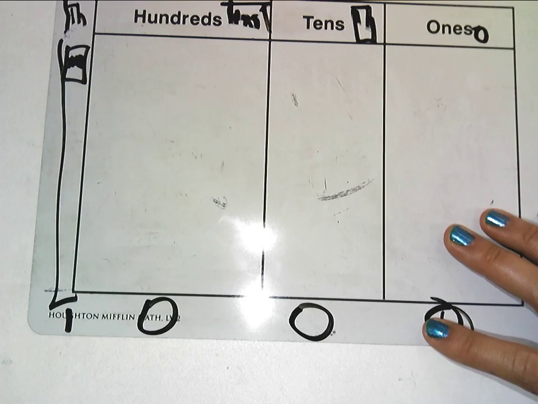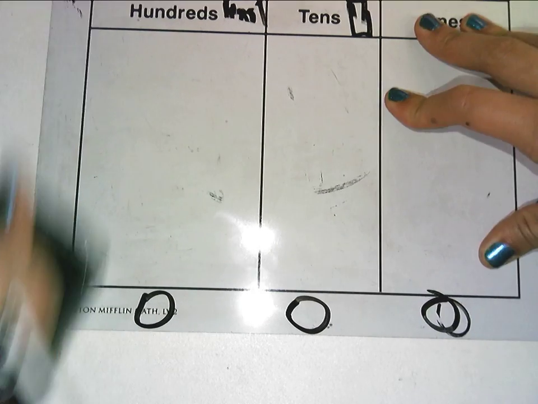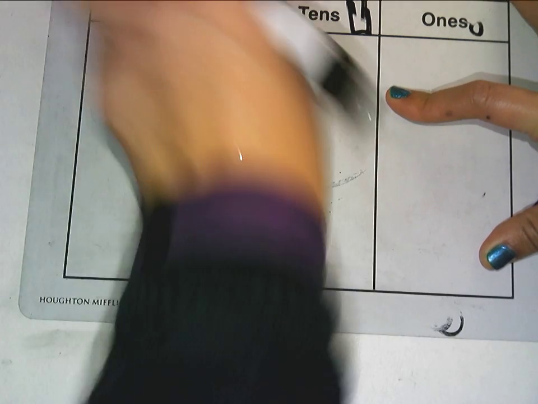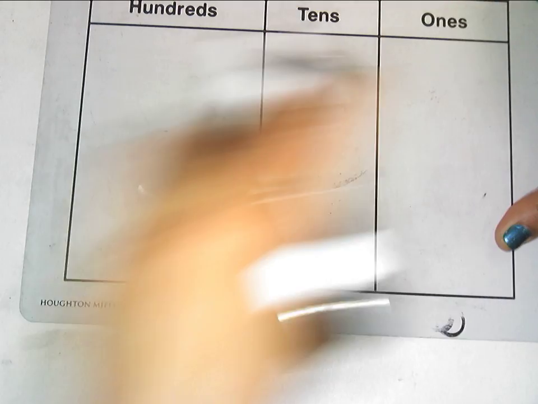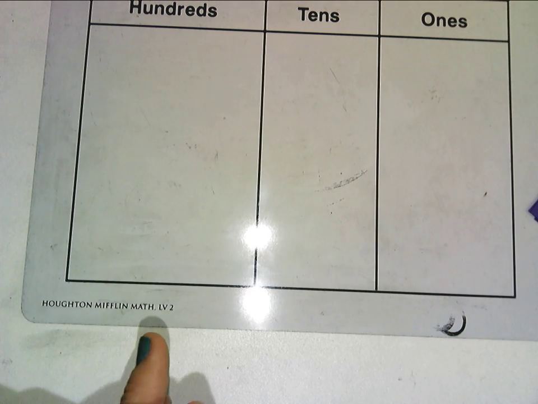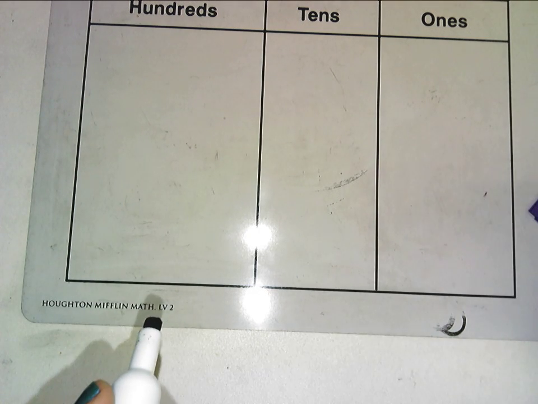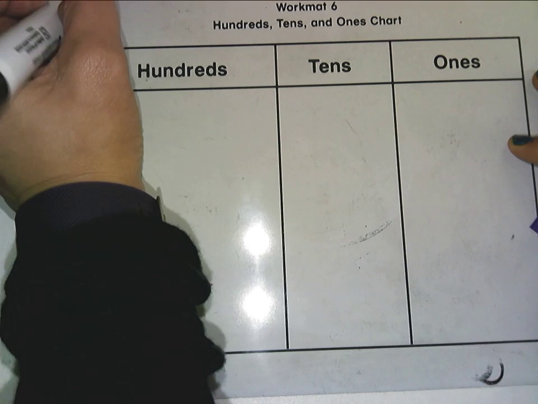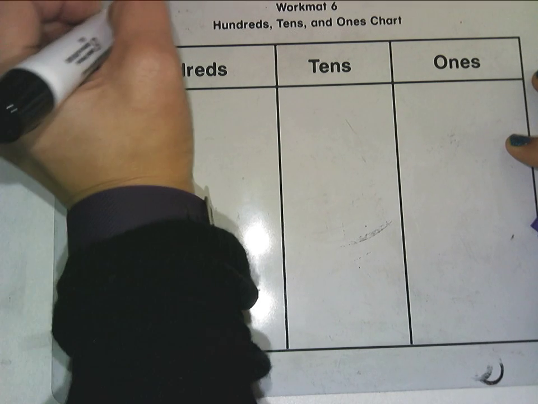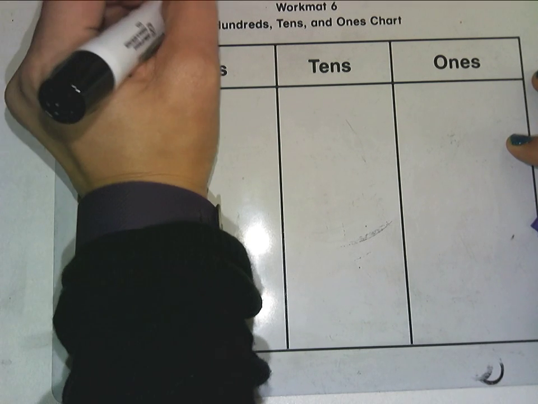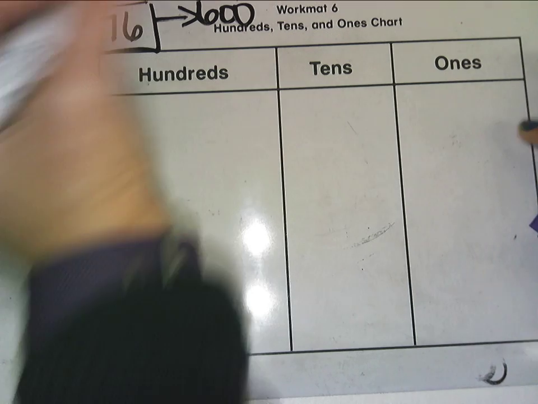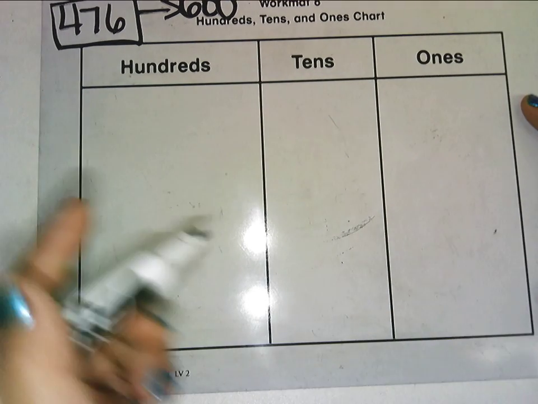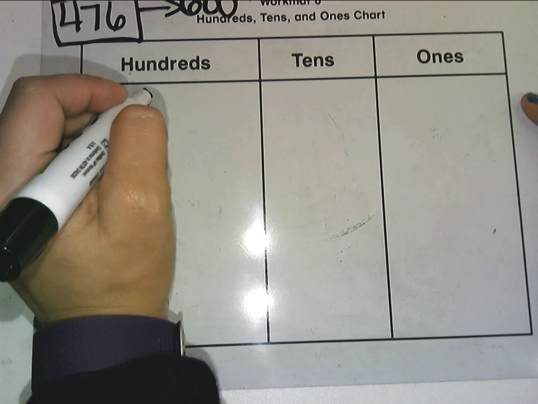Okay, so now we're going to count by ones, tens, and hundreds up to 1,000. Okay, so let's say that I have 476. Okay, so I'm going to start with 476, and I have to count up to 600. Okay, so I'm going to draw that on my work mat. Okay, so I have 400s.